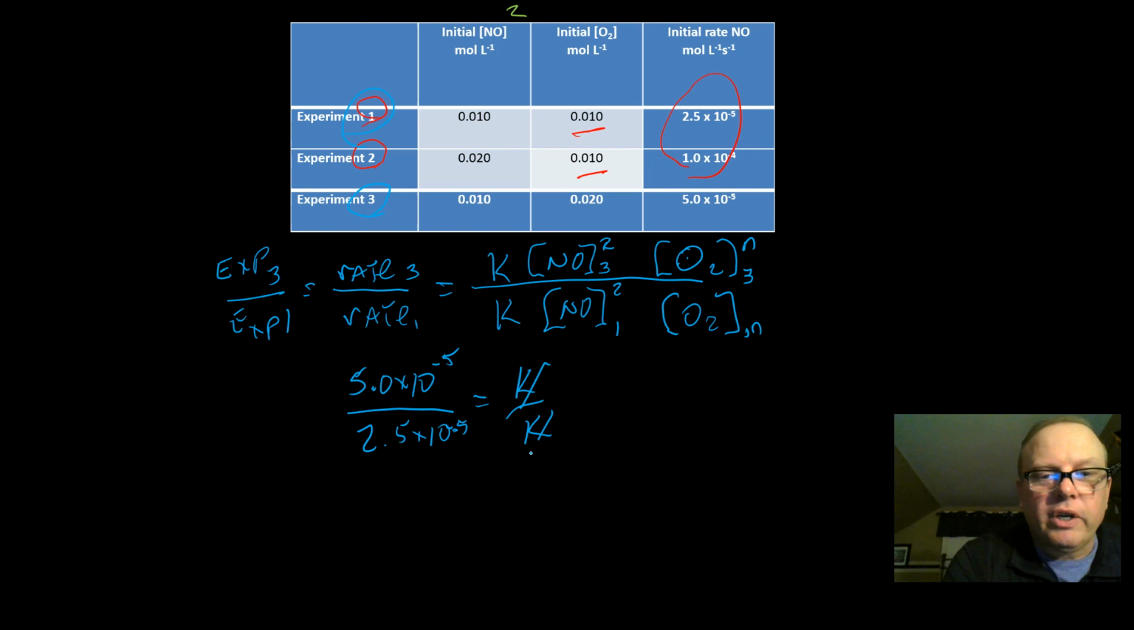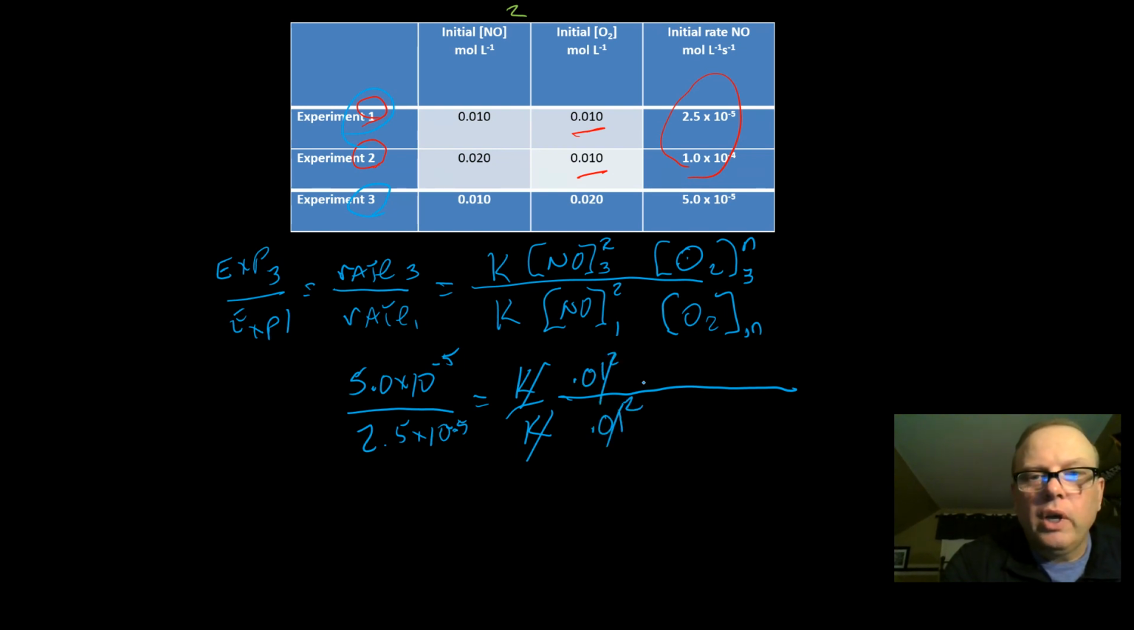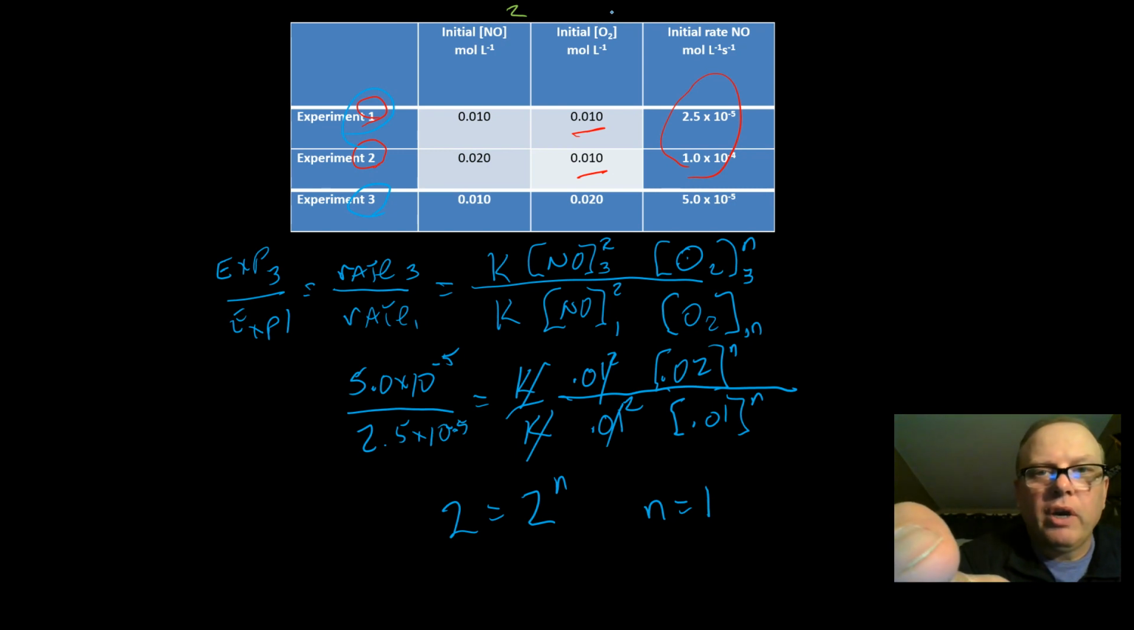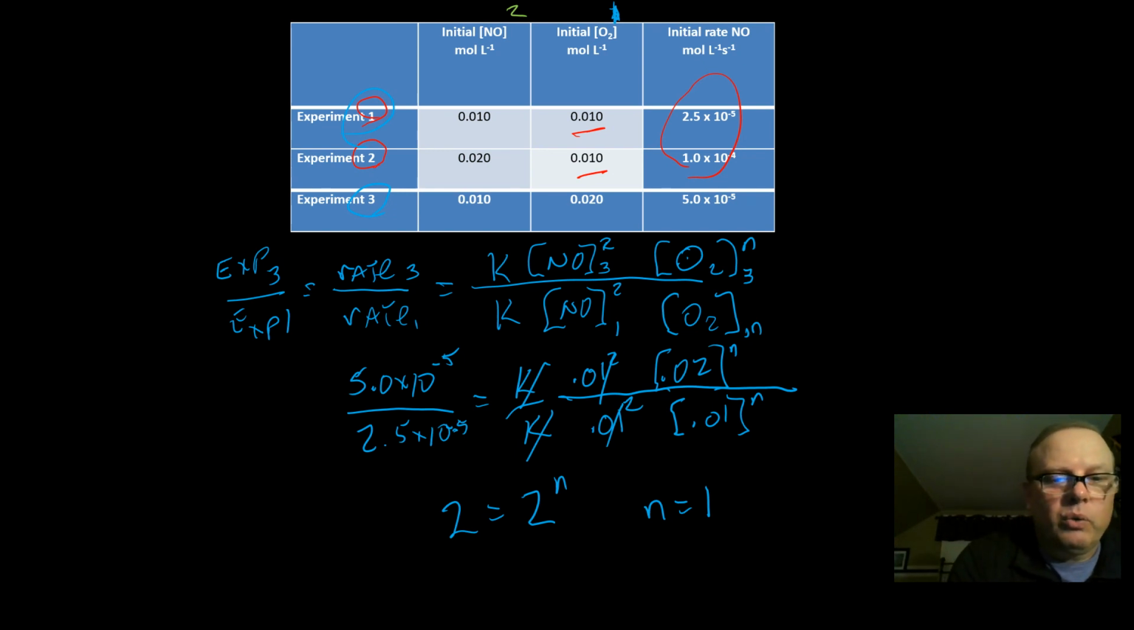Again, we haven't found it, but we'll find it in a second. And then here we have 0.01 squared over 0.01 squared, so they will cancel. And then we have 0.02 concentration to the N divided by 0.01 concentration to the N. So that's going to give us 2 will be equal to 2 to the N. Therefore, the power of N is equal to 1. And now we have the rate order. That's a 1. So now we have the rate order of our two reactants here.